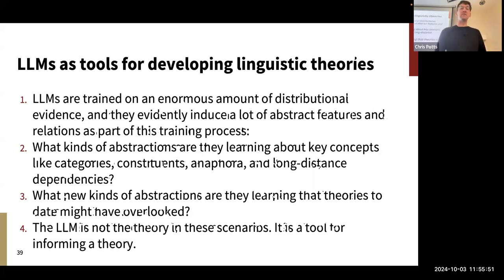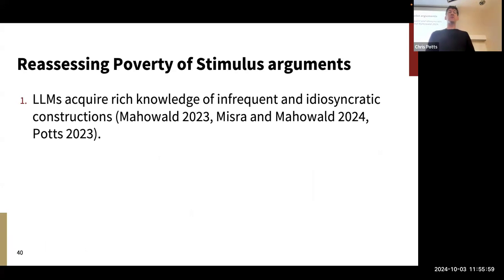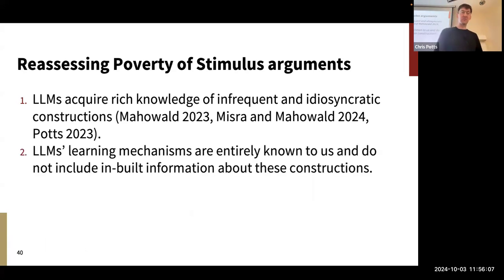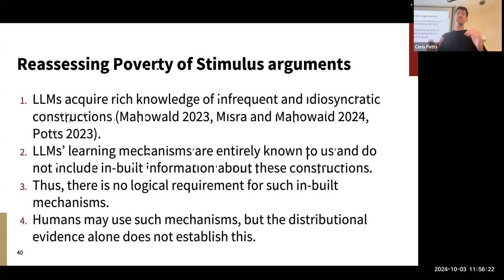I also think we should think about reassessing poverty of stimulus arguments, right? LLMs acquire rich knowledge of very infrequent and idiosyncratic constructions. It's just an observation. I didn't support it here, but there are papers that support that. LLMs' learning mechanisms are entirely known to us and do not include inbuilt information about these constructions. Thus, there is no logical requirement for such inbuilt mechanisms. And I emphasize that because, of course, humans might use these mechanisms. They might be very different from LLMs. But the distributional evidence alone does not establish this.